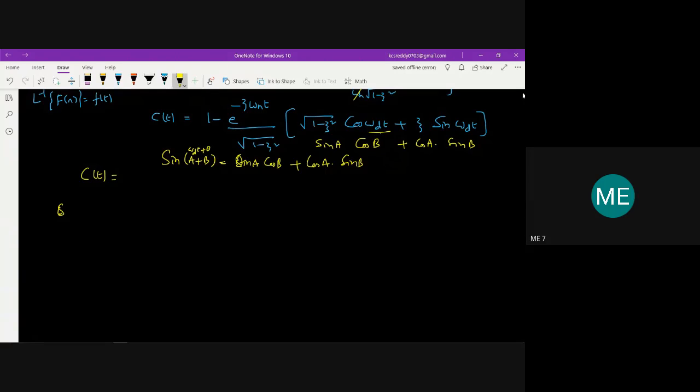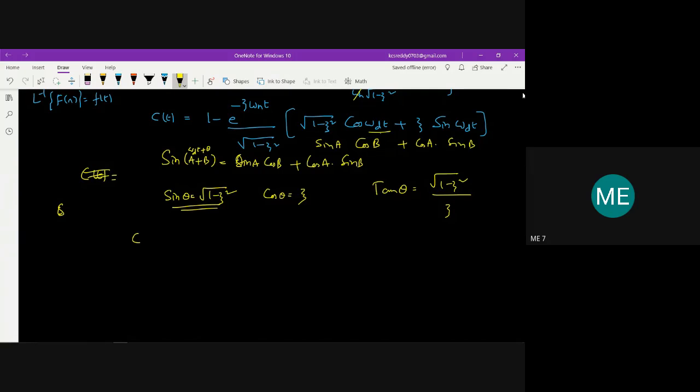So if I compare those terms, I'll be getting sine theta is root of 1 minus zeta square, and cos theta is zeta. From this we can get tan theta is equal to root of 1 minus zeta square by zeta. So this we can get from this expression.